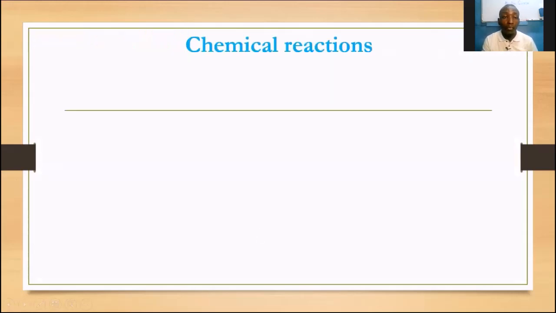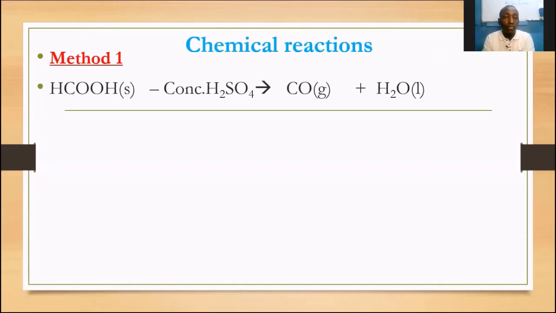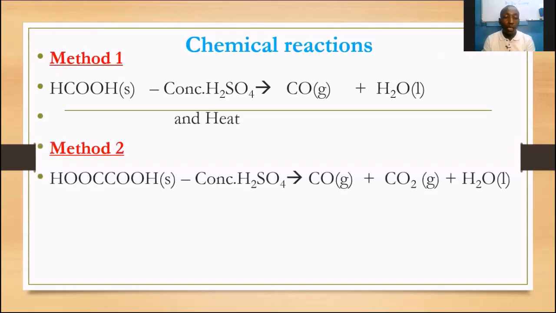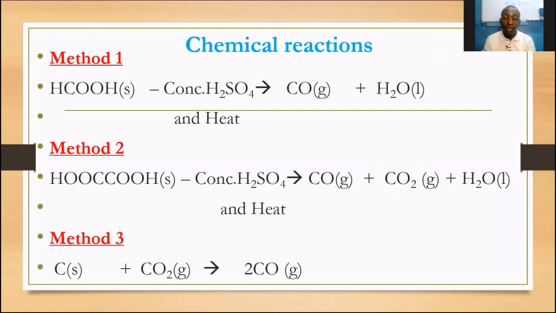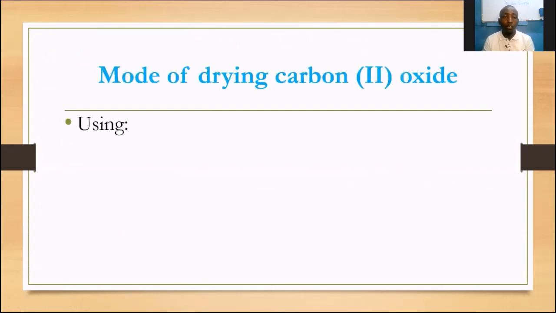Chemical reactions. You can see the first one, the dehydration of methanol to CO and water. Yes, heat is necessary. Method two, dehydration of ethanoic acid. Yes, you can see there. Carbon monoxide is collected, and we have said the way to eliminate this one is to use potassium hydroxide solution. Method three, that reaction we had even before. Carbon can reduce carbon 4 oxide to carbon 2 oxide. Heat is necessary. Maybe how do you dry?